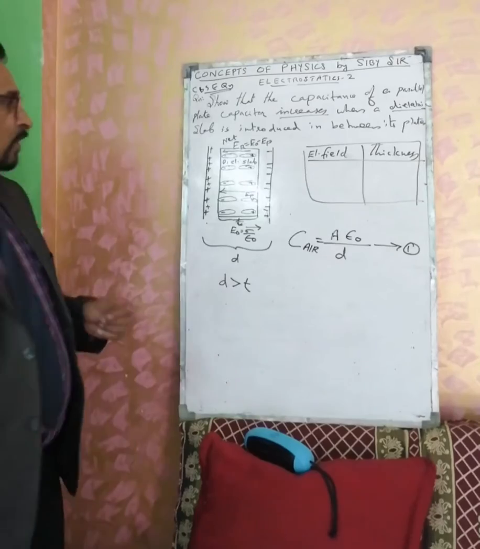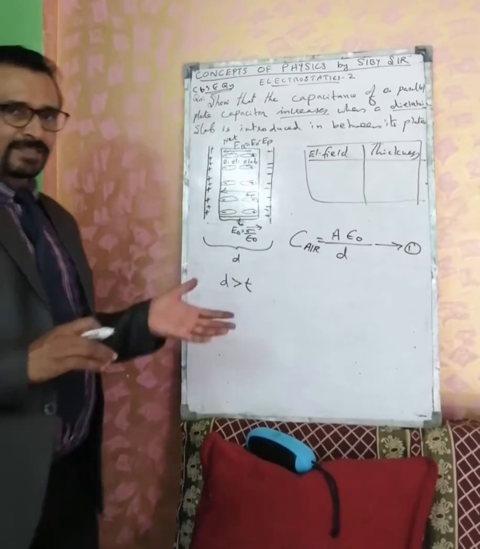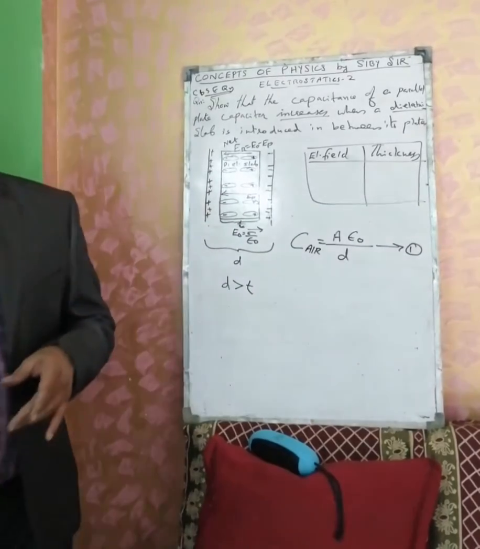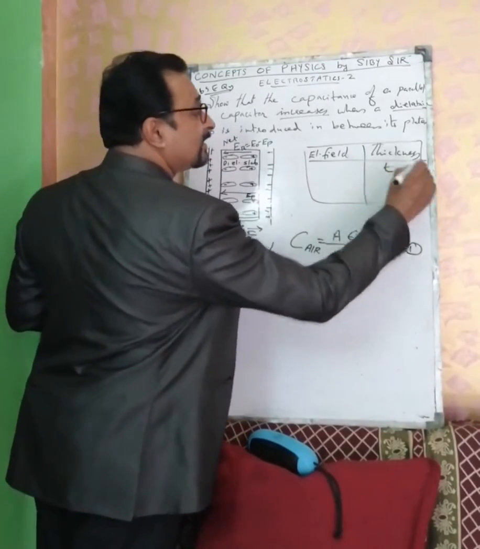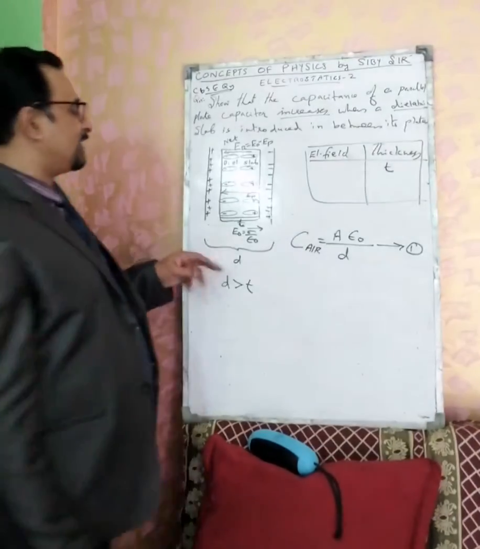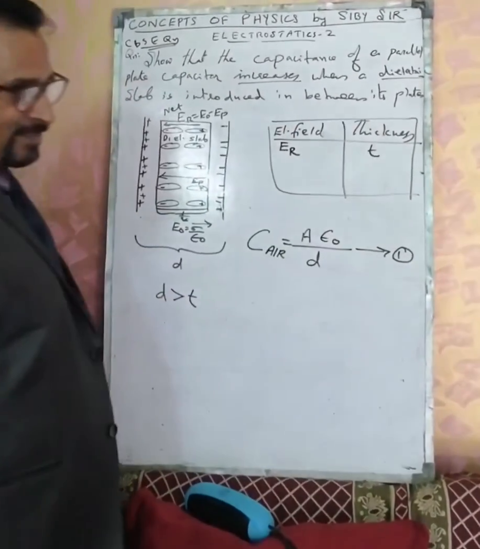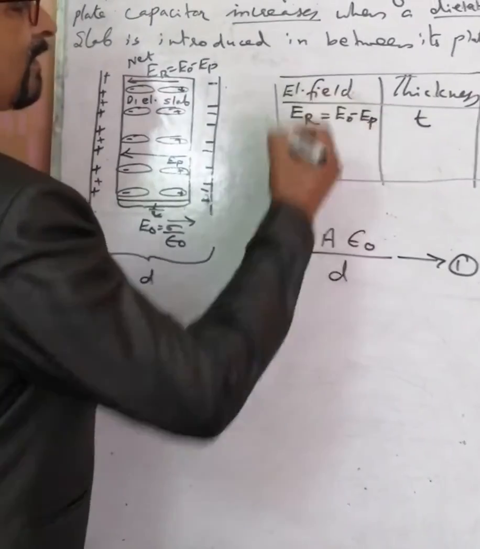Now listen carefully. Where does this ER exist? It is very clear, it exists inside the dielectric slab. And what is the thickness of that slab in the diagram? It is T. So for the thickness T, there is the electric field ER. And what is that ER? That is E naught minus EP.